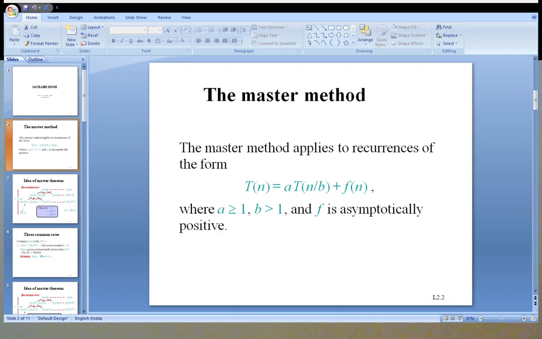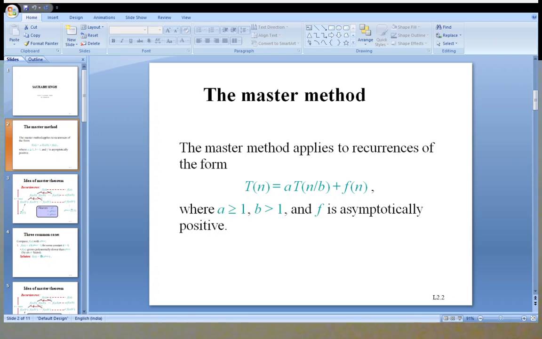But there are certain conditions that you must know about where you can apply the master's method, because this method cannot be applied everywhere. The master method can be applied only on recurrence relations that are of the form T(n) = a T(n/b) + f(n). If the recurrence relation is in this form, then only we can apply the master's method.